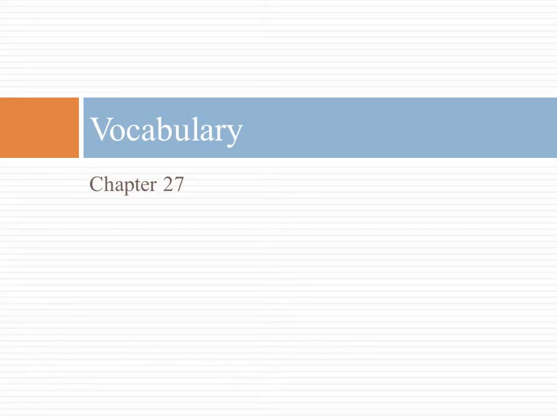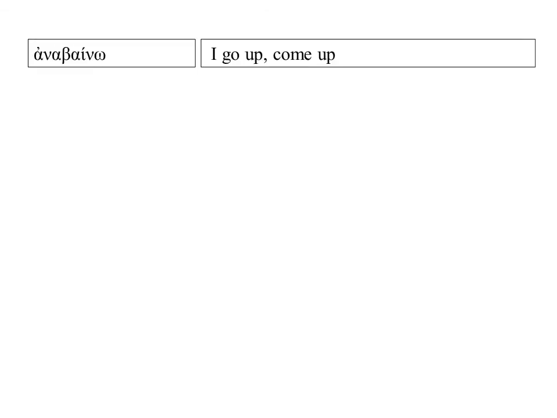So let's look at the vocabulary for chapter 27. Anabino, anabino, anabino. I go up or come up. Bino is to walk or go. Ana means up.